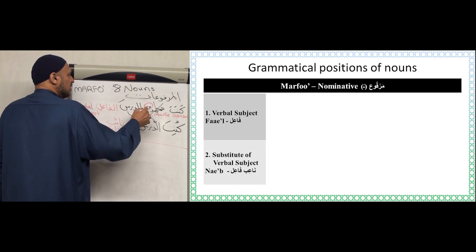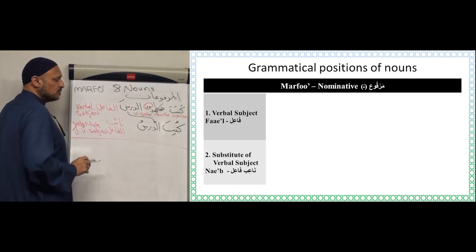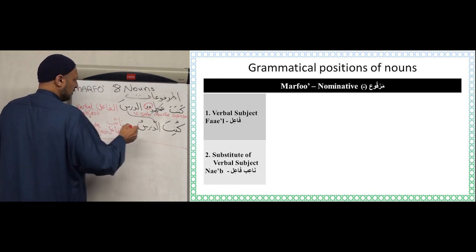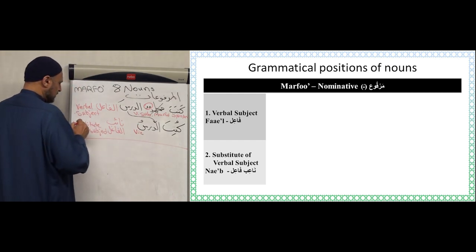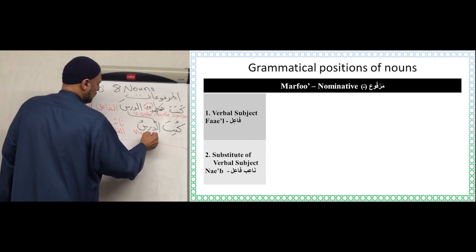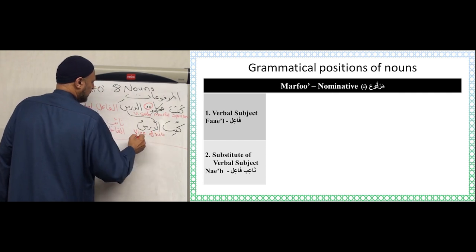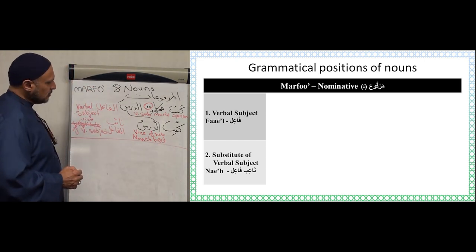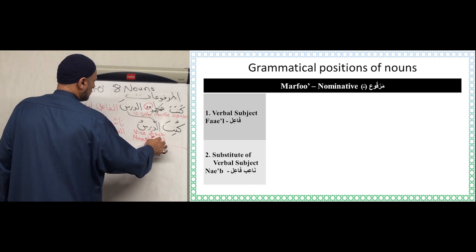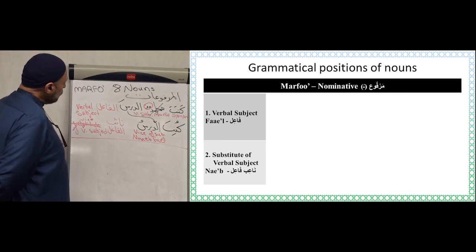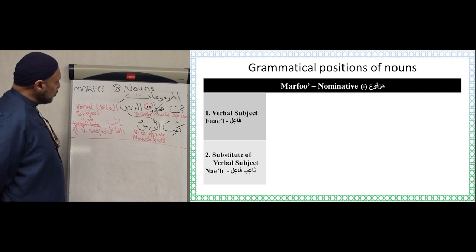So the sign O, because the fa'il disappeared, so we have this na'ib fa'il. So we have this vice of subject or substitute. I think vice is better, vice of subject, because we understand vice. But it's better to say in Arabic, na'ib fa'il. Na'ib fa'il, okay? Na'ib fa'il.